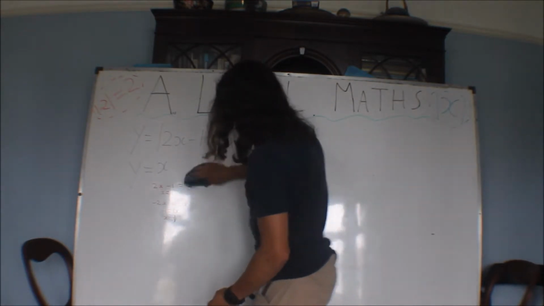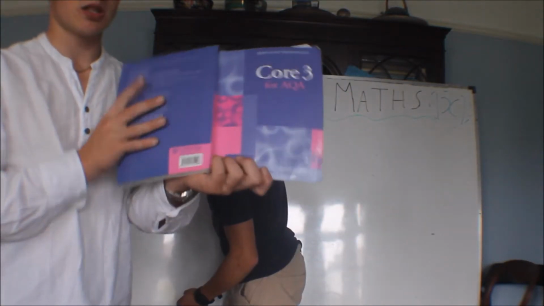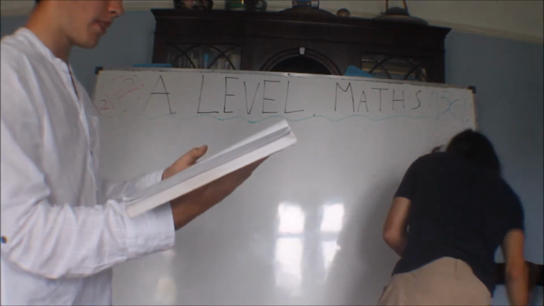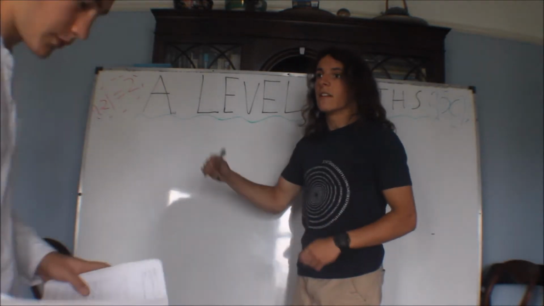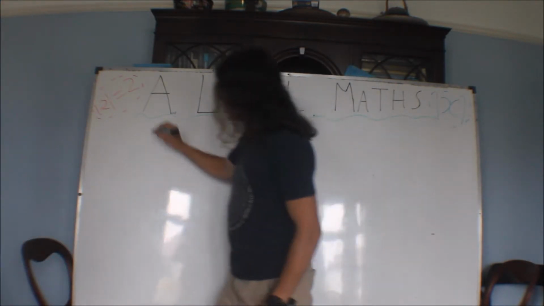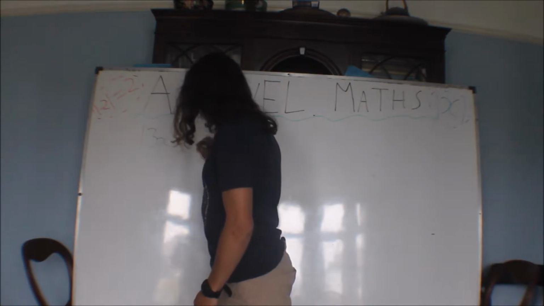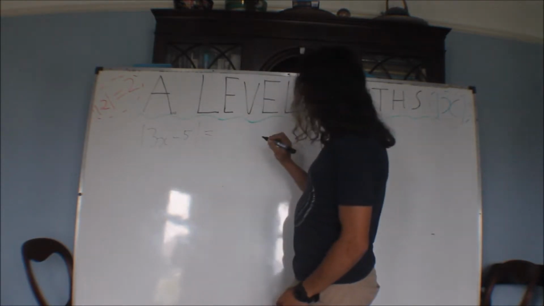Now if you are working from the same AQA book as ours, which is this pink one here, it's on page 30, example 4. So, what am I writing? Mod 3x minus 5 equals mod x plus 1.